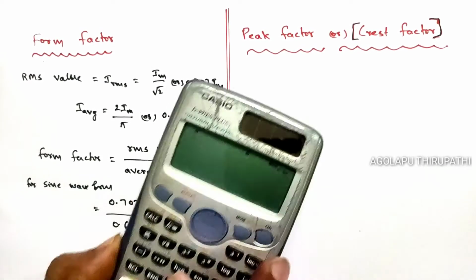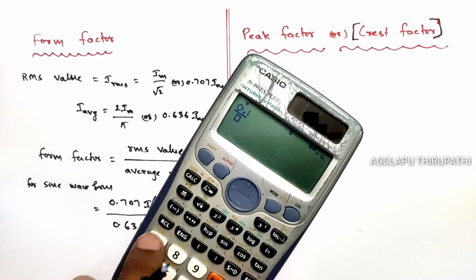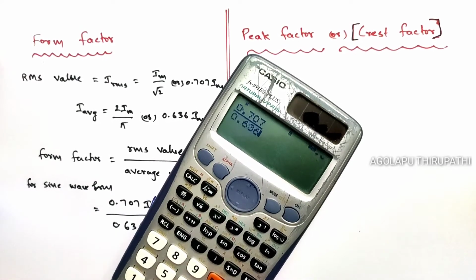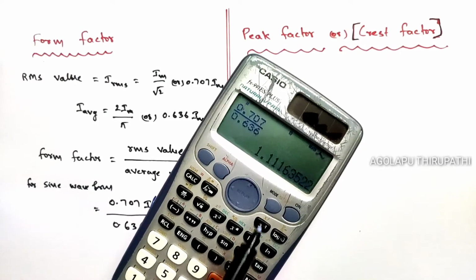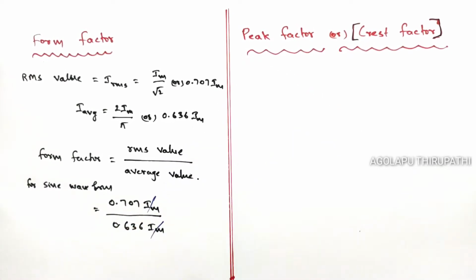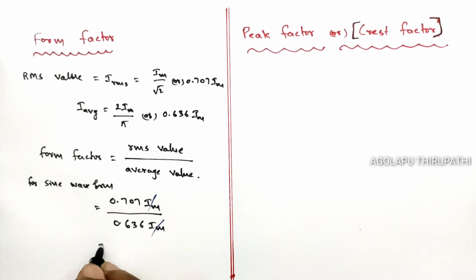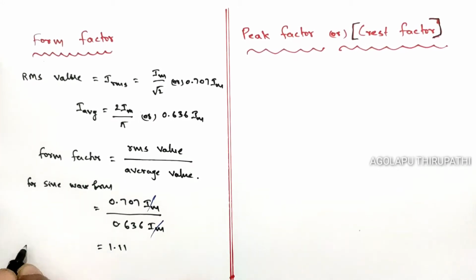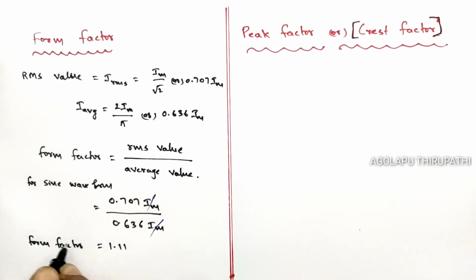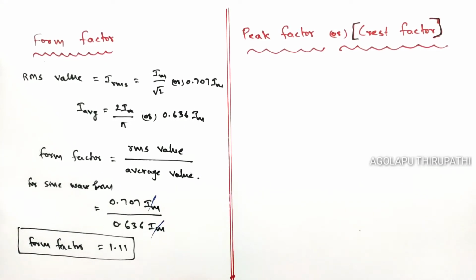So if you calculate that one, what you will get? 0.707 divided by 0.636, you will get 1.11. So therefore form factor for sine waveform is 1.11.